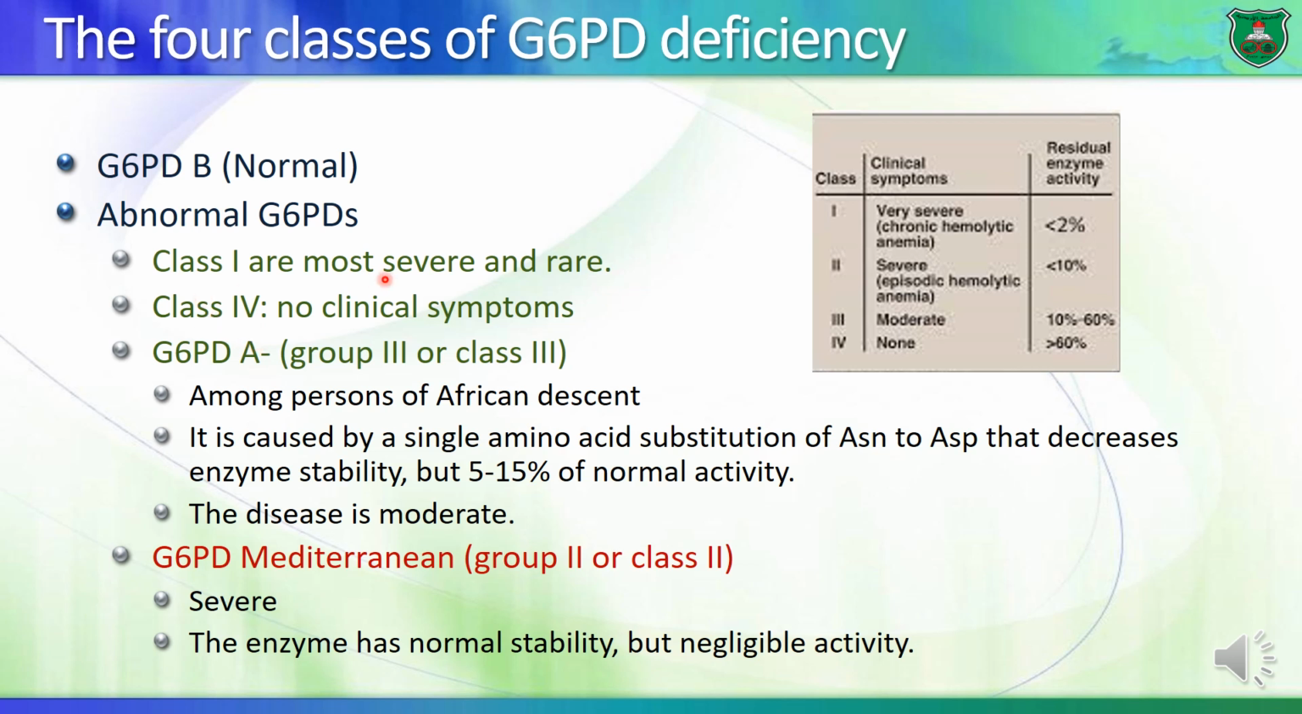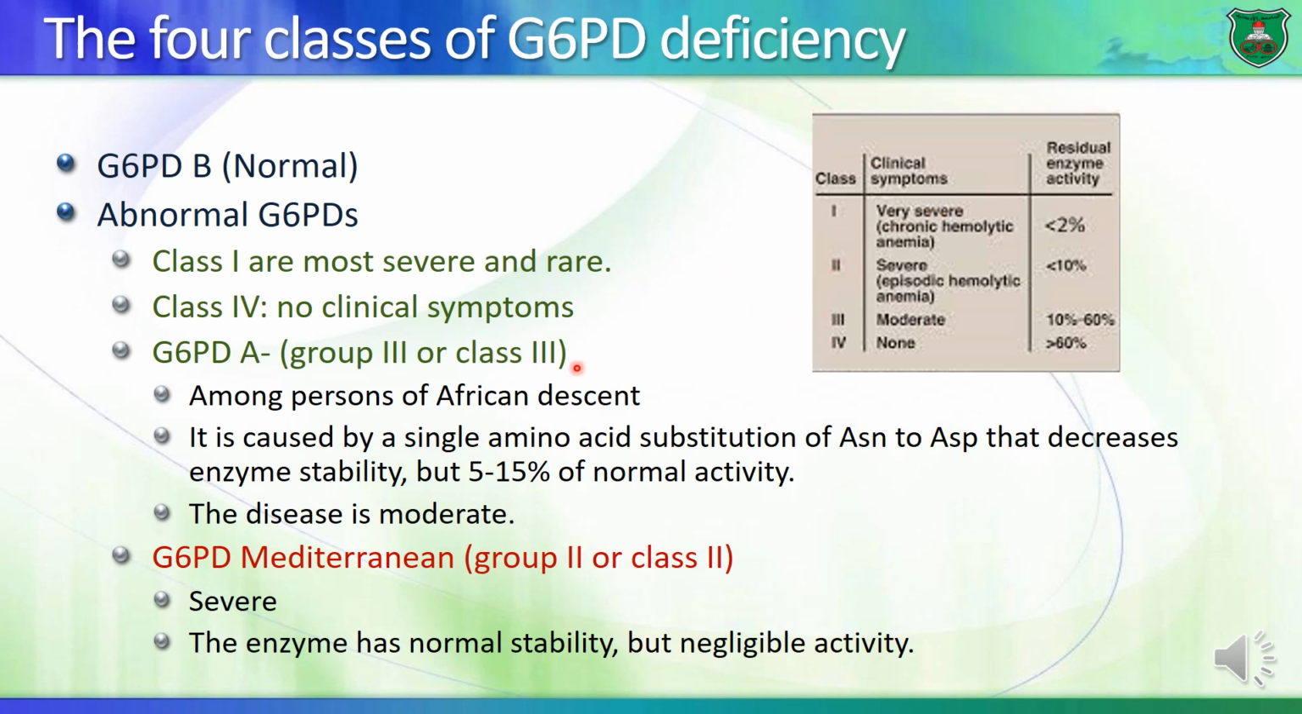So class 1 is basically variants that have very little activity of G6PD. That would result in a very severe condition of G6PD deficiency, resulting in chronic hemolytic anemia. Now there are many variants that are classified as class 4, and these variants have high activity of G6PD with no symptoms whatsoever. Now let's focus on these two, class 2 and class 3.